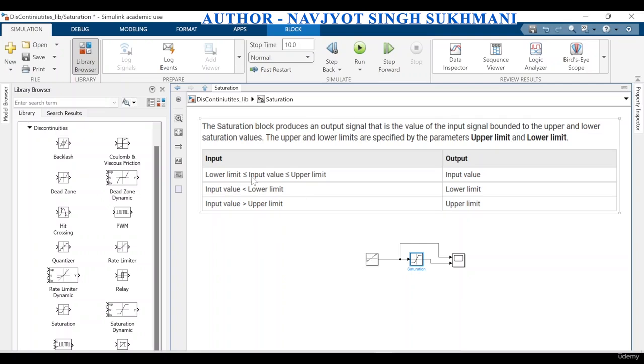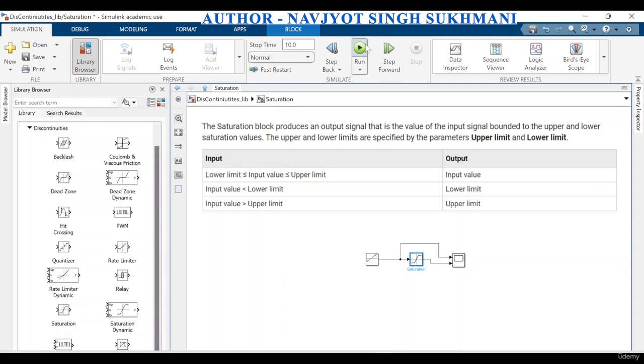If the input value is in between the range we want, the output value will be the input. If my input value is less than the lower limit, then the lower limit works as the output. And if my input value is greater than the upper limit, then the upper limit will become the output.